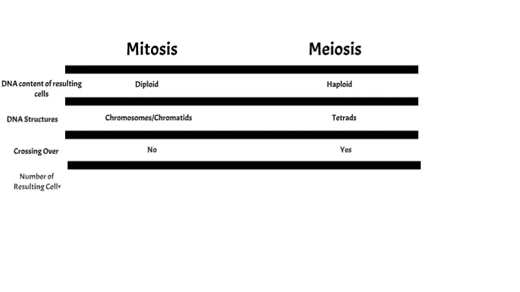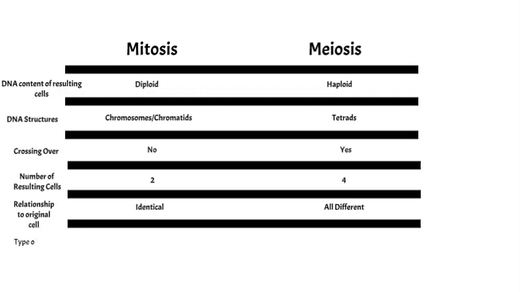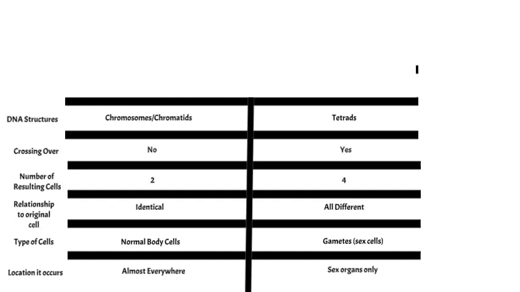The resulting number of cells, 2 cells in mitosis, while we get 4 gametes, or sex cells, in meiosis. Relationship of those new cells to the original: in mitosis, they are identical, while in meiosis, they are all 4 different. Types of cells that do this: normal body cells do mitosis, almost all cells in the body, while only gametes, or sex cells, in the sex organs do meiosis. Location: it occurs almost everywhere in mitosis, but again, only in the sex organs for meiosis.